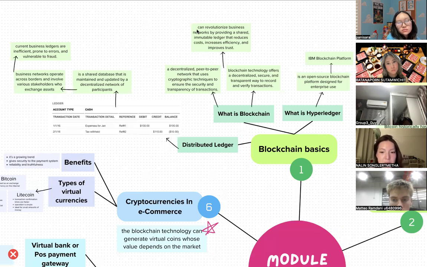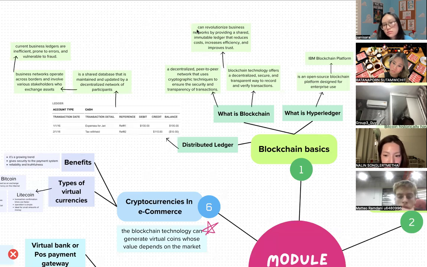And blockchain technology can revolutionize business networks by providing a shared immutable ledger, and that reduces costs, increases efficiency, and improves trust. By eliminating the need for intermediaries and ensuring data interoperability, blockchain enables faster transaction times and reduces errors, and also enhances compliance. So this ultimately leads to new business opportunities and revenue streams.